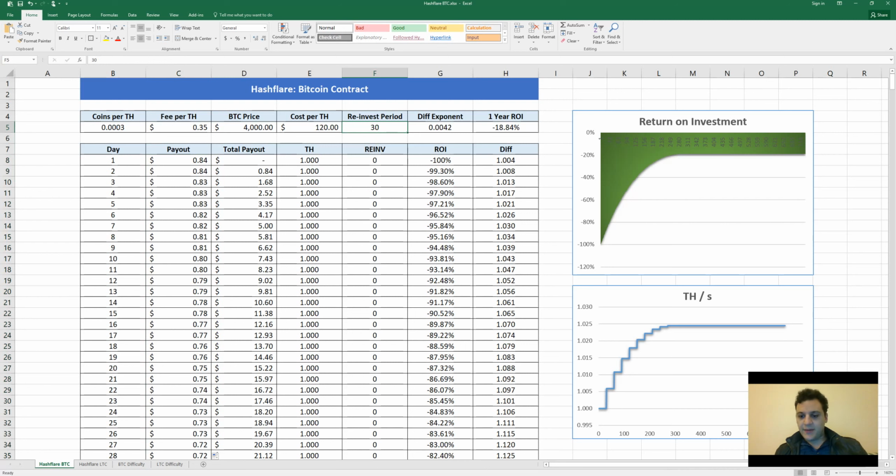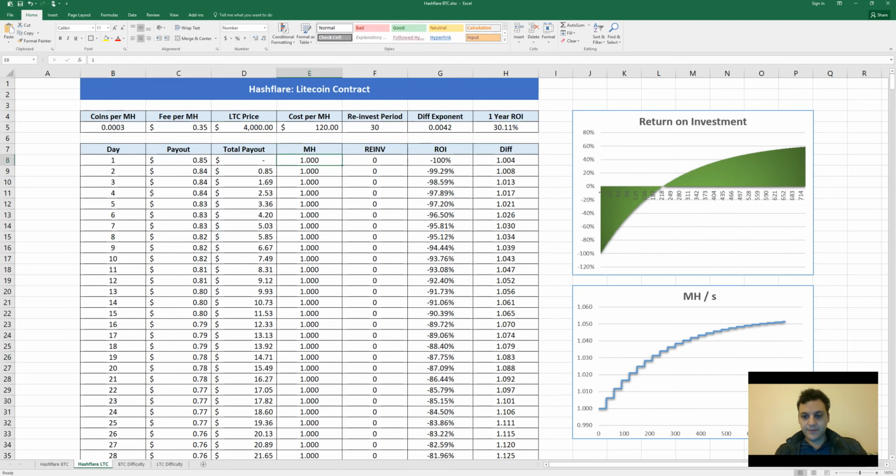And again, this is the number of terahash that we would earn, and that will change depending on the reinvestment period. But even after 1 year, at Bitcoin being $4,000, which is not even at that level, we're still not going to return a profit. We're still down about 20%.